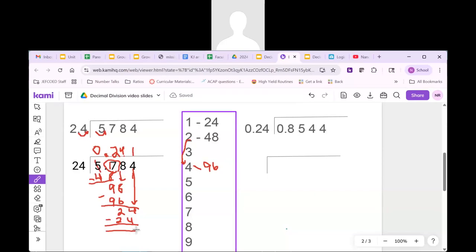Okay, so the answer is 0.241, which makes sense because my dividend, look right here, 5 point something is less than 24. So my answer should be less than 1.